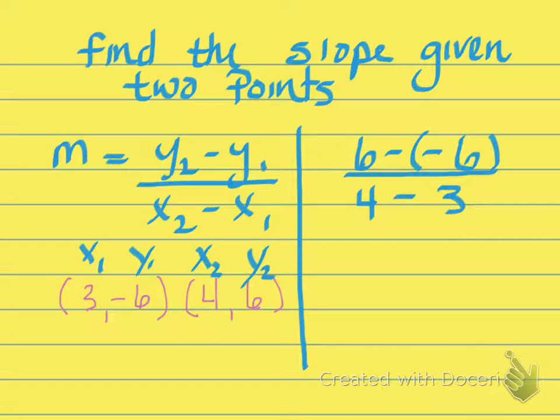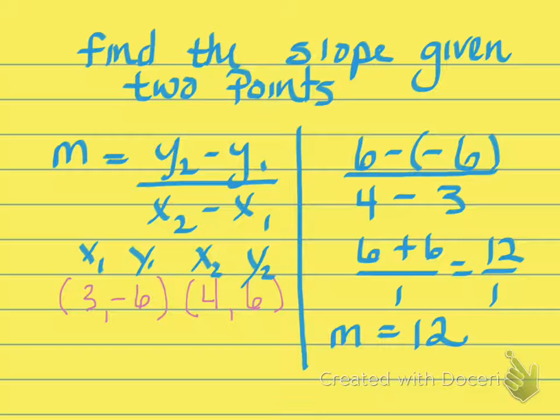And x2 is 4, x sub 1 is 3. So there we have it. Remember, when we're subtracting a negative, we add. So that's 6 plus 6 over 1, which is 12 over 1, which of course means the slope is 12.